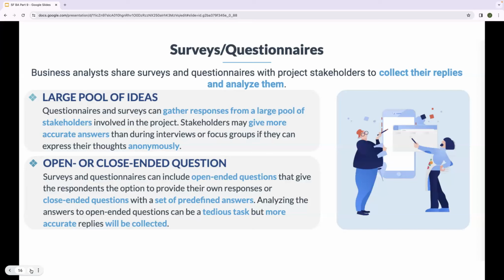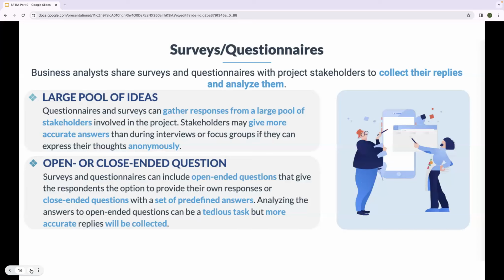Open or closed-ended questions. Surveys and questionnaires can include open-ended questions that give the respondent the option to provide their view, or closed-ended questions with a set of predefined answers.